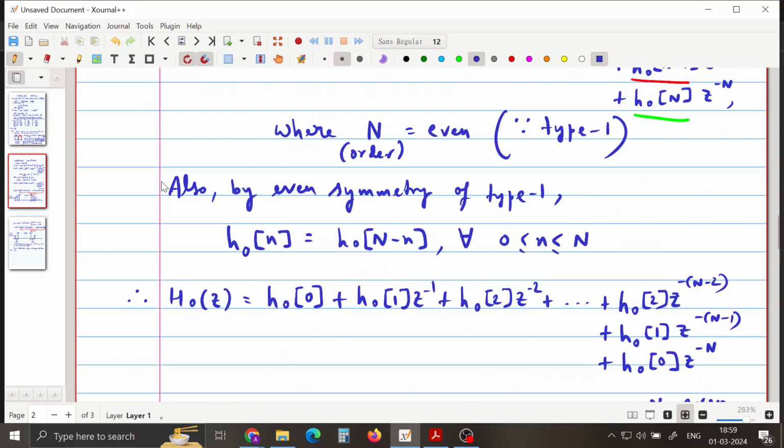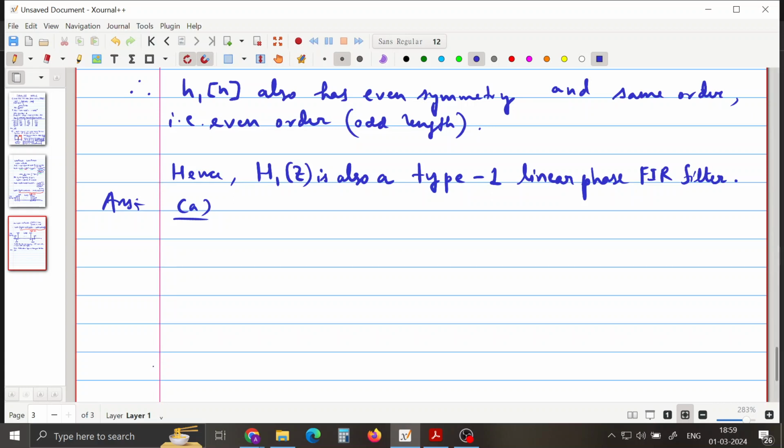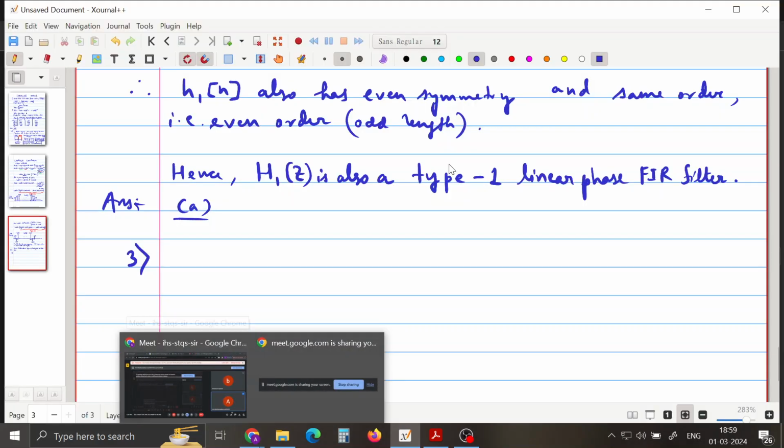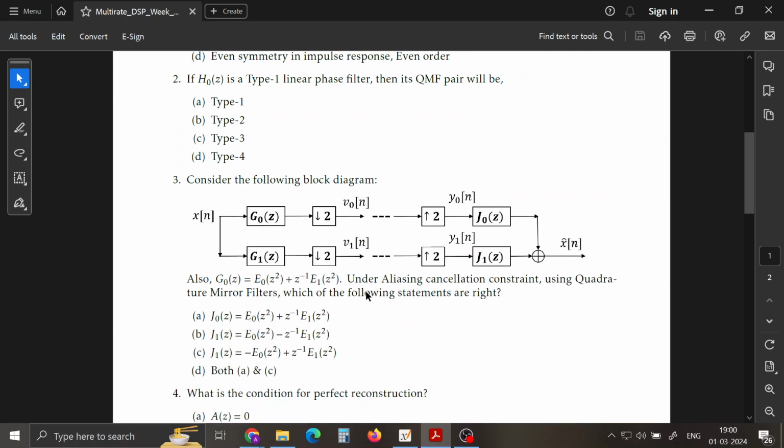Fine. Hope you are able to follow. So now moving on to the third one. Hope you are with me. Okay, so this third one, we have a block diagram here, and we have seen exactly a similar block diagram while we were analyzing the two channel.